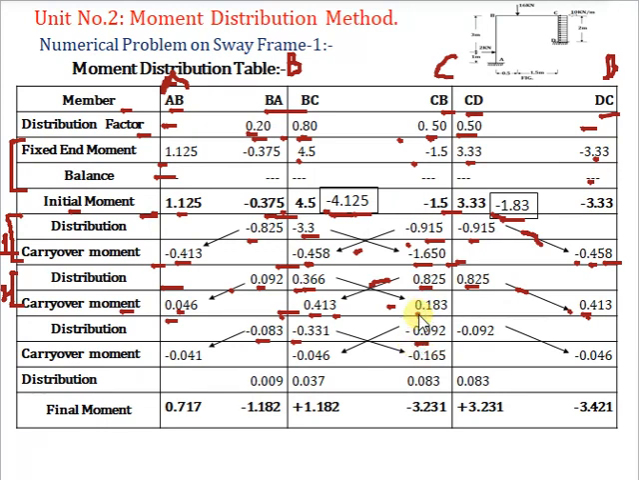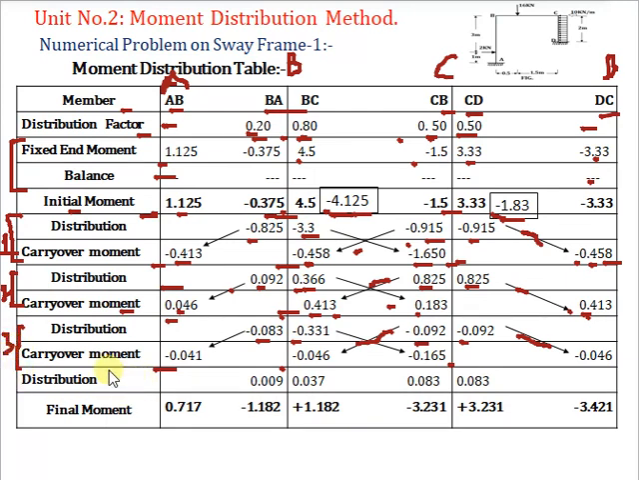Now distribution moment for CB is distribution factor 0.50 into correcting moment minus 0.183, which is minus 0.092. Distribution moment for CD is also 0.50 into minus 0.183, which is minus 0.092. Then do the carryover, half moment at the far end. By doing so, we get the carryover moment for each joint. This is our third iteration.